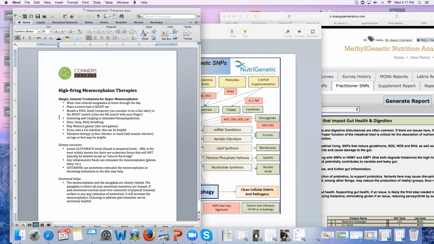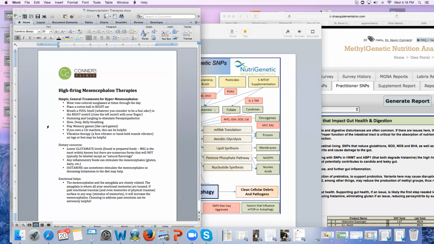Any stimulation of the frontal lobe will be calming to the sympathetics because the frontal lobe, your prefrontal cortex, firing back onto the mesencephalon is inhibitory. So if you're going to stimulate the frontal lobe, you will inhibit the sympathetics.